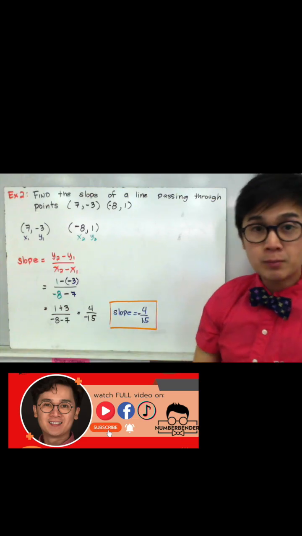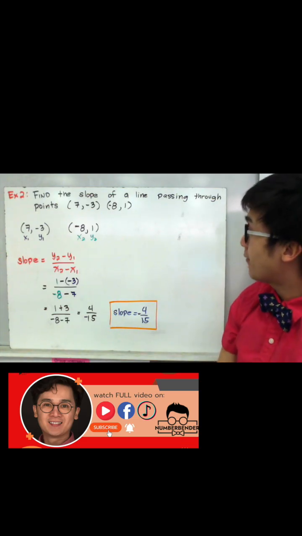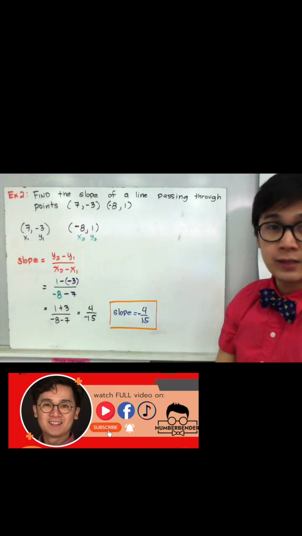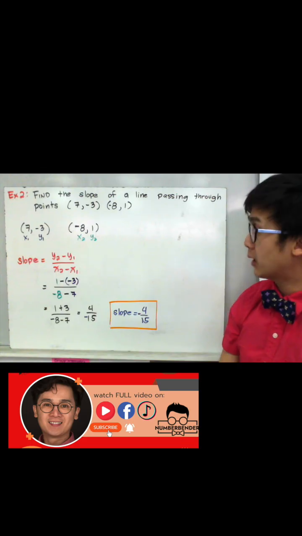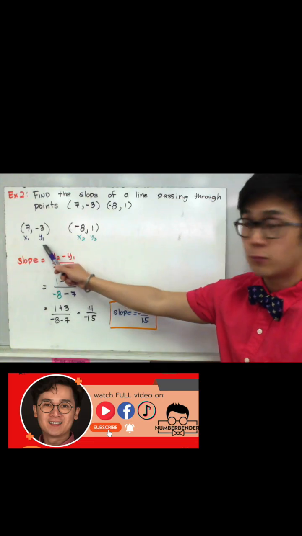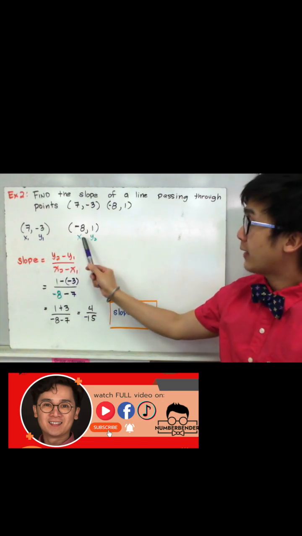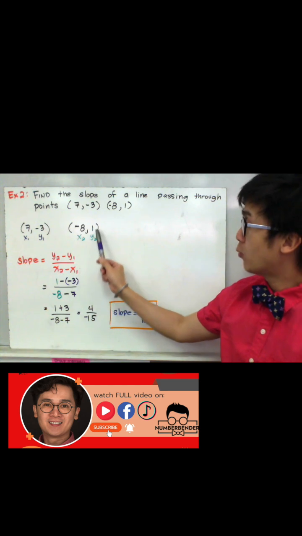Now for example number 2, let's find the slope of a line passing through the points 7 and negative 3 and negative 8 and 1. So we have another 2 points and we're going to solve for the slope using its formula. So the first set of points we have is 7 and negative 3. So x sub 1 is 7 and y sub 1 is negative 3. And for our second set, we'll have negative 8 as our x sub 2 and 1 as our y sub 2.